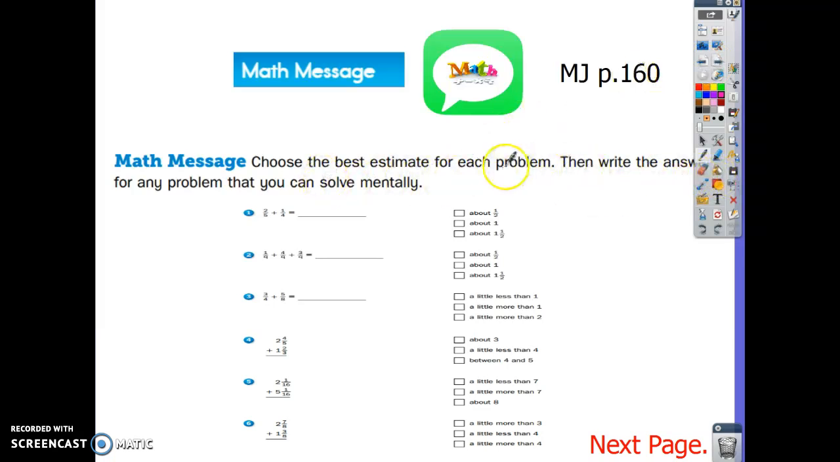So choose the best estimate for each problem and write the answer for any of the problems you can solve mentally. So if this is 2/5 plus 1/4, you've got to think about that. Well, this is only a quarter and this is 2/5, so you're not quite close to 1 at all. You're just about at a half. A ninth, 4/9, 3/9. Well, you know that 3/9 and 1/9 is 4/9, and plus 4/9 is 8/9. So your answer would be 8/9. When your numerator and denominator are really close together like this, you're going to end up being about 1. That's what you get here.